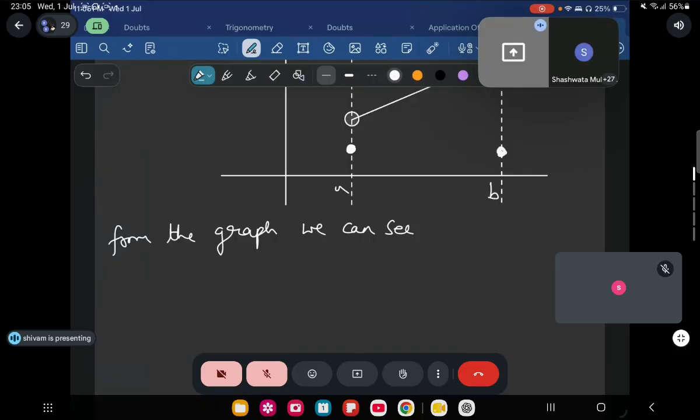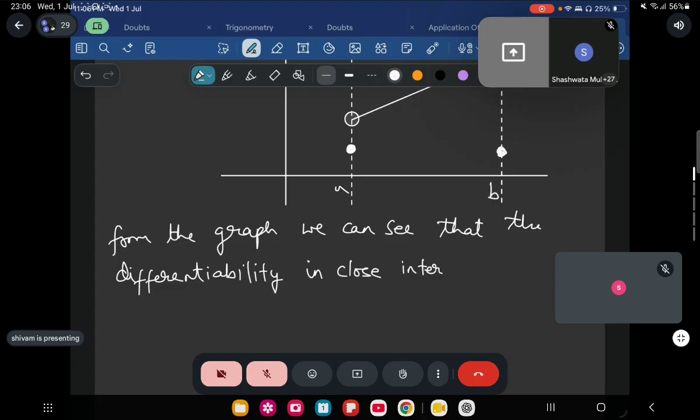If not, then we have to draw the graph. From the graph, we can see that differentiability in closed interval is also not required.